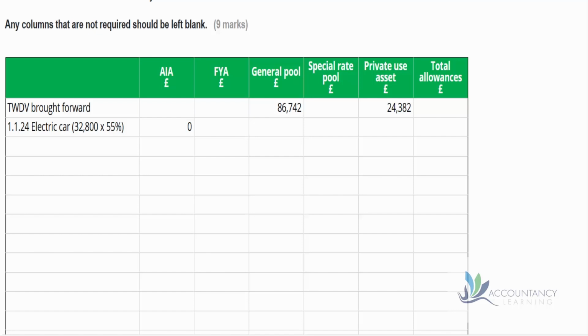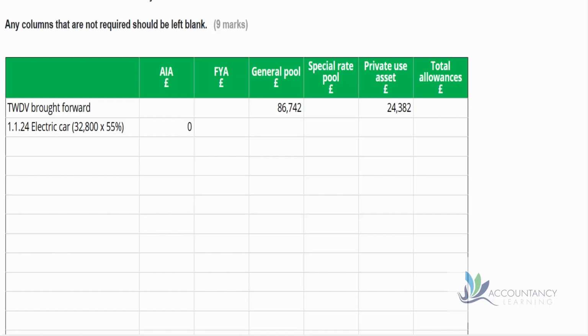Similarly, new and unused, but not second-hand, zero-emission goods vehicles. So your vans or lorries, again, which are zero emission. Also, electric charge point expenditure can be included in here. Plant and machinery can be included if it's purchased in a designated assisted area within an enterprise zone.